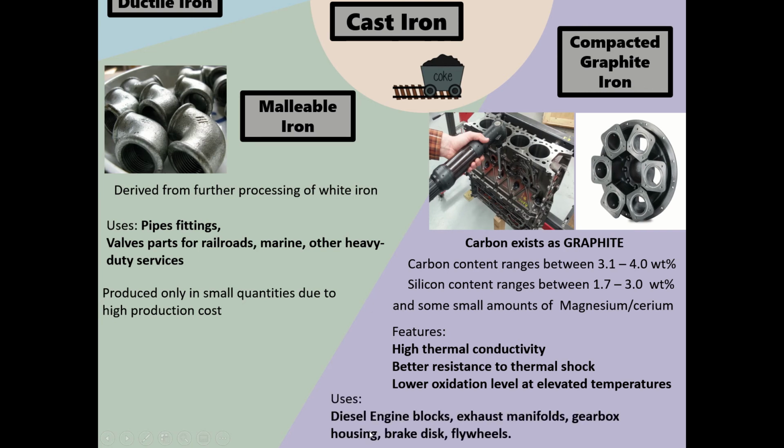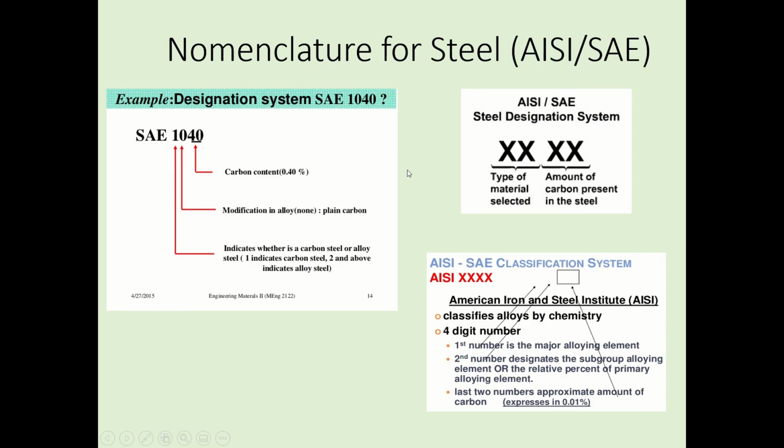So they are used in diesel engine blocks, solid manifold, vehicle housing, brake disc, flywheels, etc. The nomenclature for steel is how we classify steel. Because of the variety of steel that we can produce and the variety of uses, it is convenient if we have something to name them.